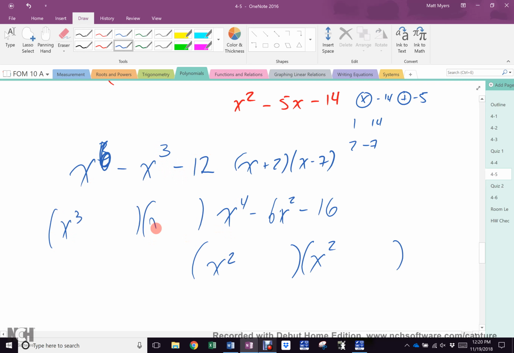X cubed. What if it was x to the 42nd? What would it be? 4 became 2. 6 became 3. What will 42 become? 21. Excellent. Say it louder.